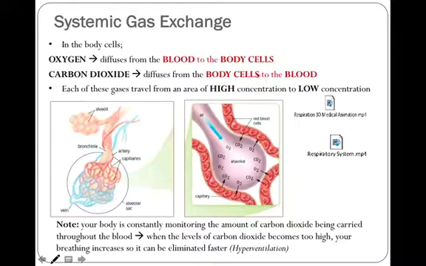Carbon dioxide, our body cells use up that oxygen, turn into carbon dioxide. So we're going to take the carbon dioxide from the body cells, put it back into the blood, and then we'll send it all the way back up to our lungs to get exchanged for fresh oxygen once again. So oxygen goes from blood to body, carbon dioxide goes from body to blood.